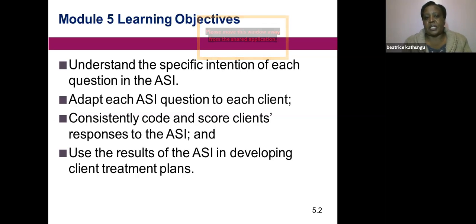Remember that the ASI is administered by a third party or by an interviewer. So the success of the tool and the answers that we get depend on the skill of the interviewer. So this is pretty important for us to understand. Secondly, we need to be able to know that we can adapt each question for each client. Why?